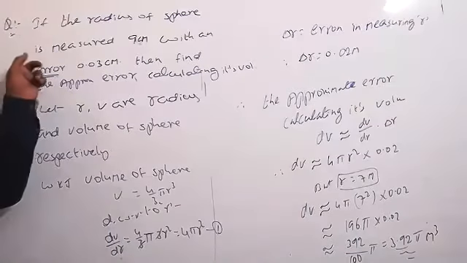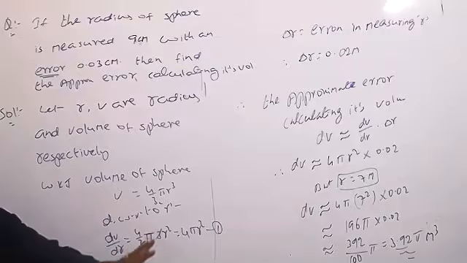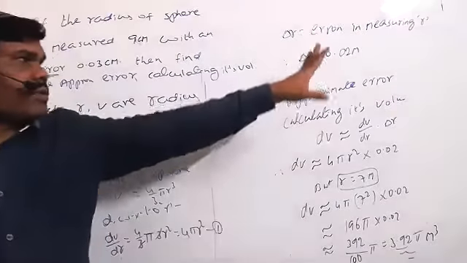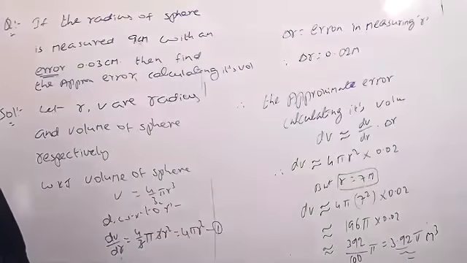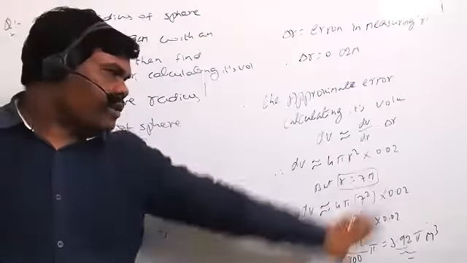Okay, this is the next one. You can try yourself. I think up to here it's the same, no changes at all. But in place of delta r, we will take 0.03 centimeters. And this formula is also the same. But here you can write 0.03.